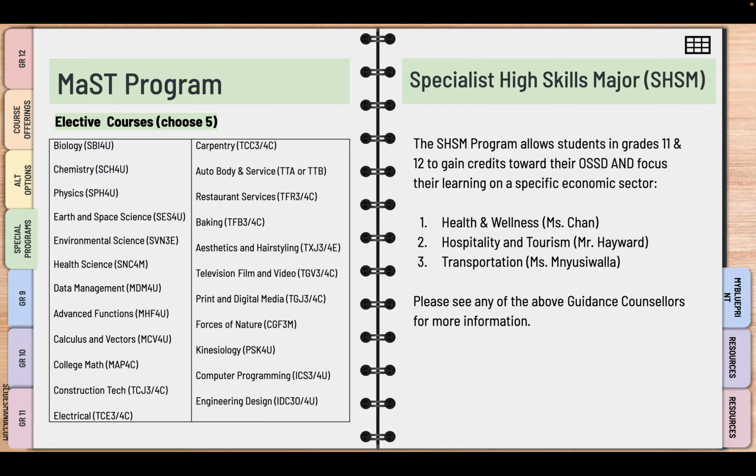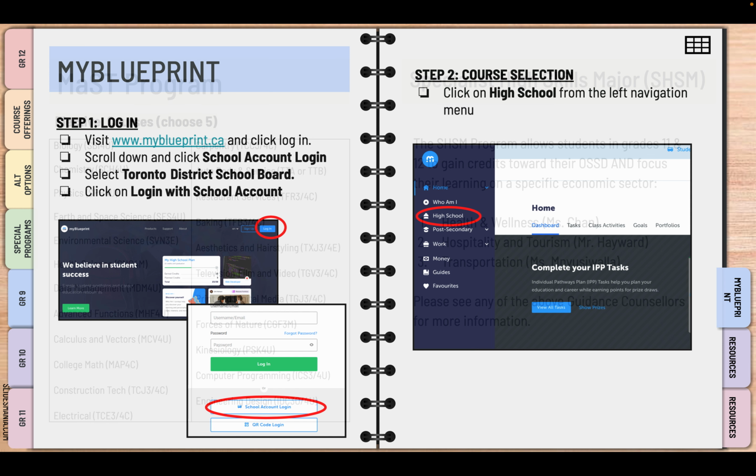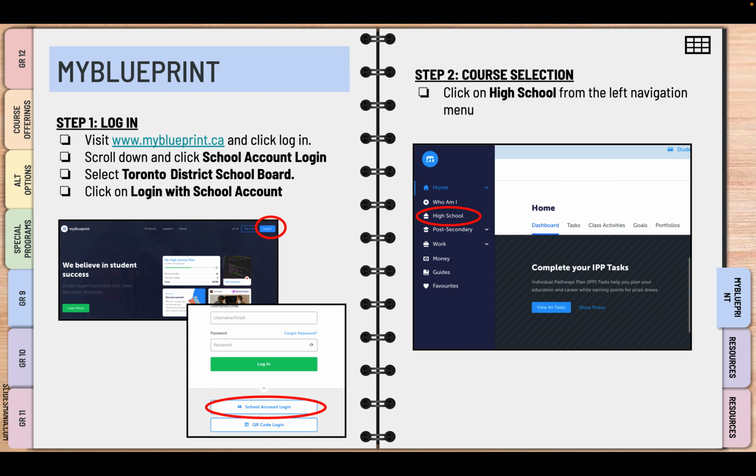So if you need more information about that, you're going to want to see your guidance counselor, but there'll also be an opportunity in My Blueprint to indicate that you're interested in that program. It doesn't mean you're signed up for it. It just tells us that we're interested, and we will follow up with you in guidance to help sign you up. But just so you know, that SHSM program is only available to grade 11 and 12 students. So definitely let us know, grade 10s, if you're interested in it, and we'll connect with you about signing up officially.